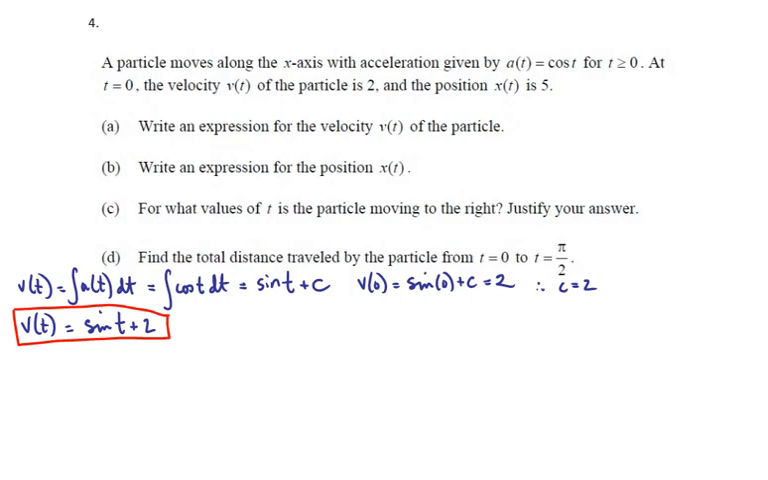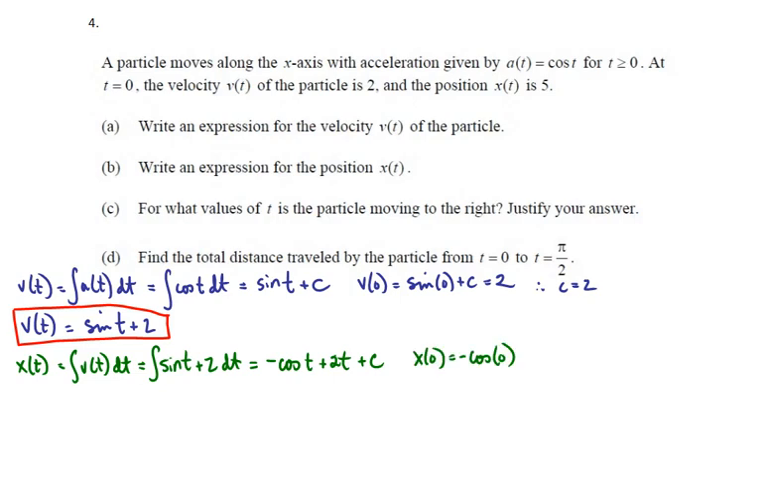For part B, we want to write the expression for the position, and position is just the integral of velocity. So we have the integral of sine t plus 2 dt. The antiderivative of sine is negative cosine t. The antiderivative of 2 is 2t, then plus c. Again, we're given that the initial position at t equals 0 is 5.